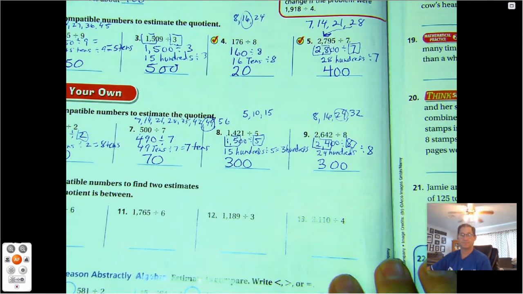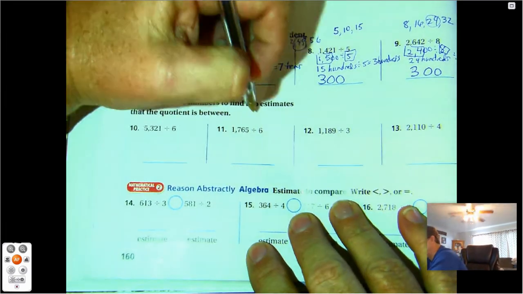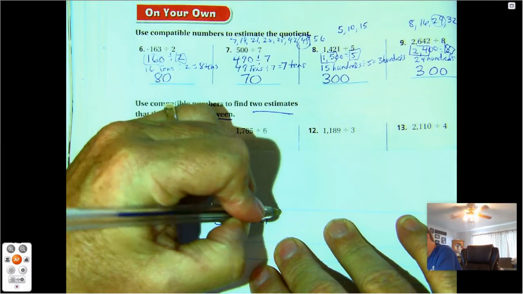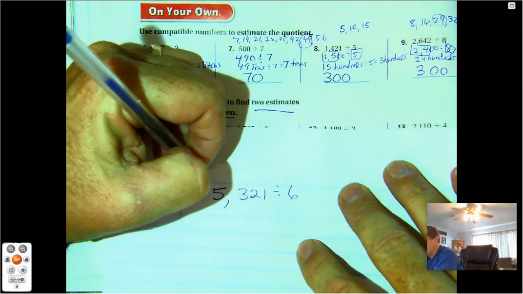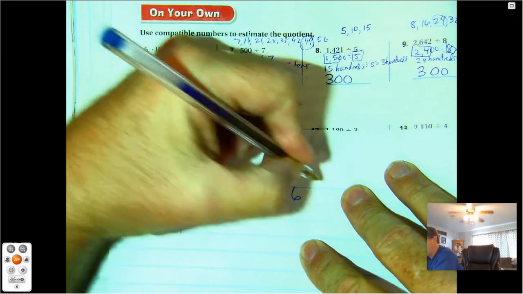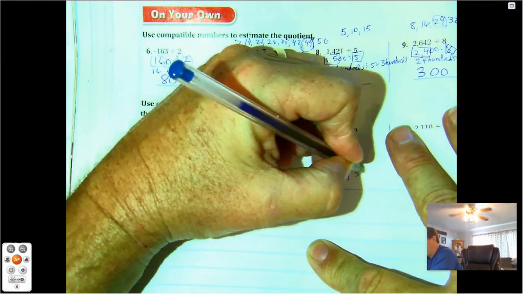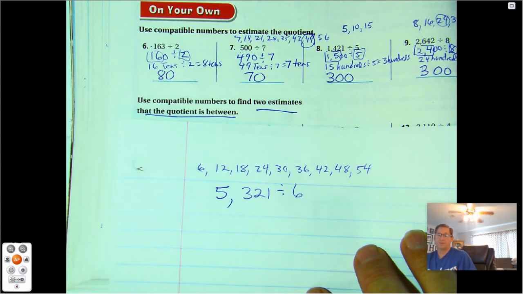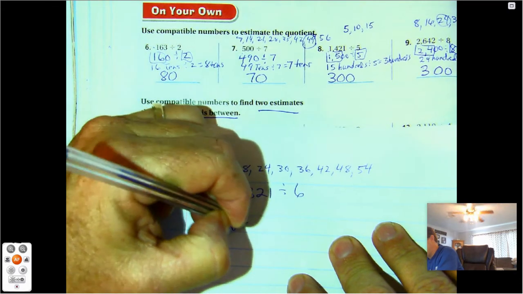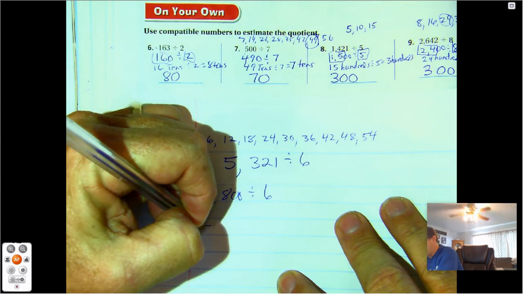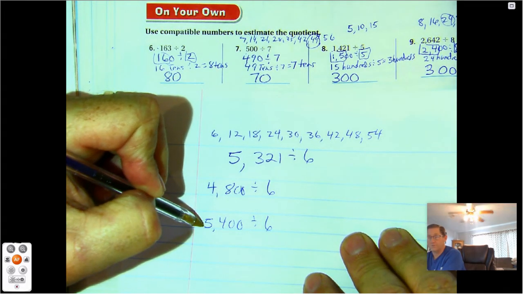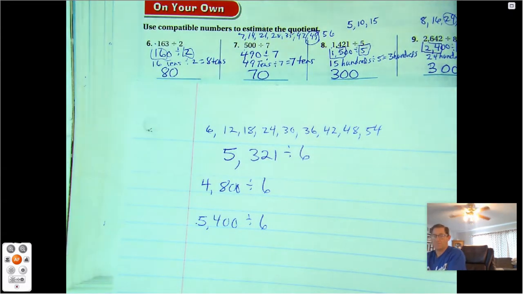All right, number 10. This one says find two estimates that the quotient is in between. So I'm going to use some scratch paper on this one to give us some extra room. Okay, and so that's my original number. Now 6, 12, 18, 24, 30, 36, 42, 48, 54. Okay, so which multiples of 6 are the closest to 5,321? Well, 4,800 would be close, and 5,400 divided by 6. Okay. If I had to choose, I'd say this one is what I would use, but they want to know, in a sense, a range. They want to know about where this is in between.